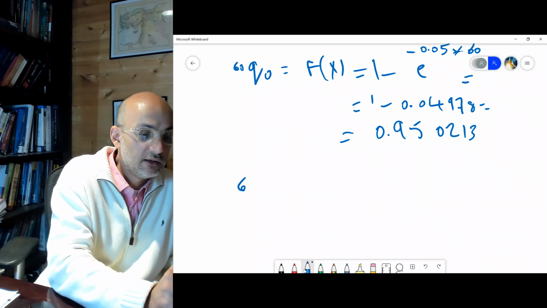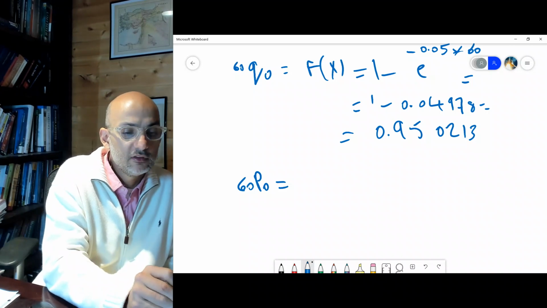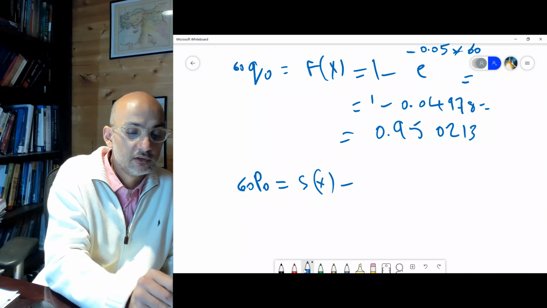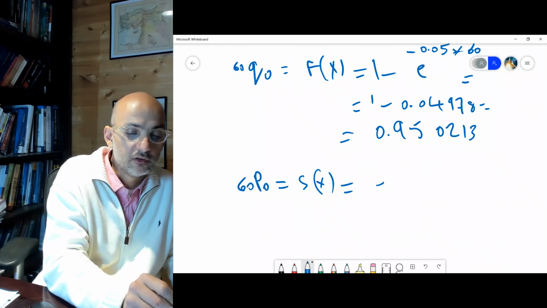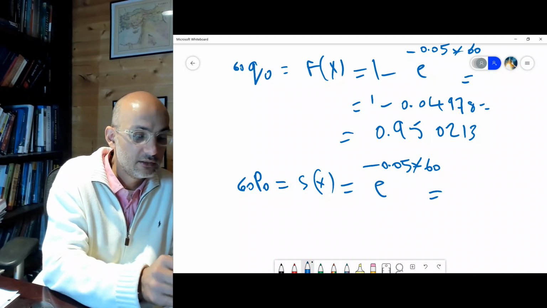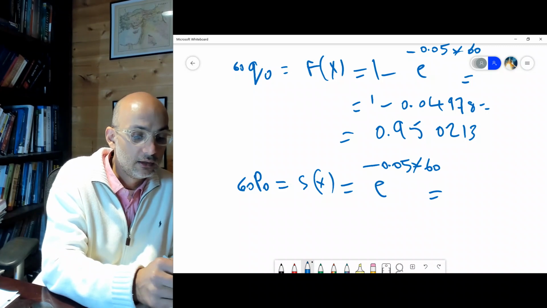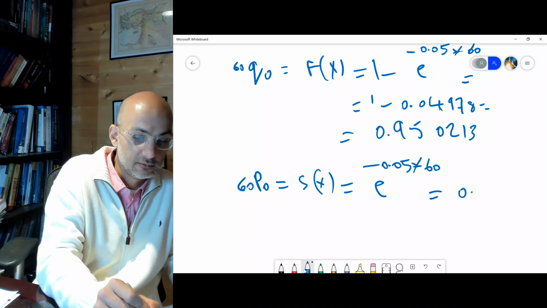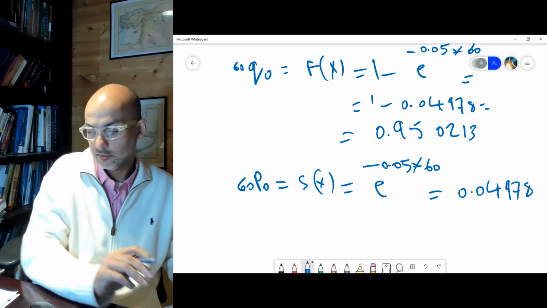So what is the probability now? What if we wanted to calculate the same one, 60p0, the probability to survive? This is S of x, right, and x is 60. So in this one it is easier to calculate. It's 0.05 multiplied by 60. But since we already calculated it here, you can do it again, but it's the same one, 0.04978, right? Does that make sense? It's simple.